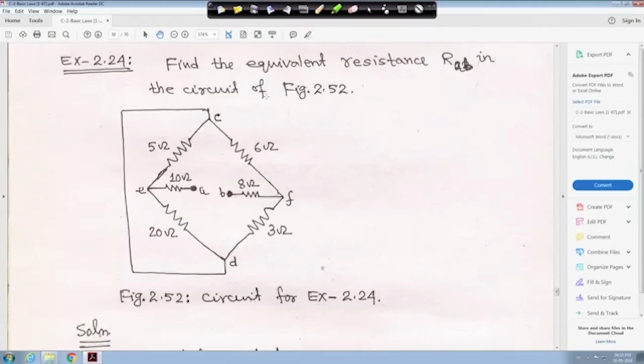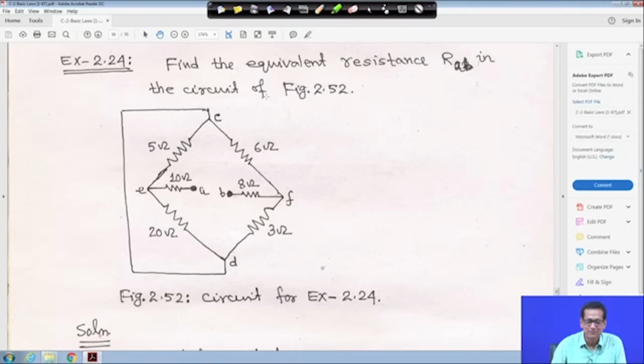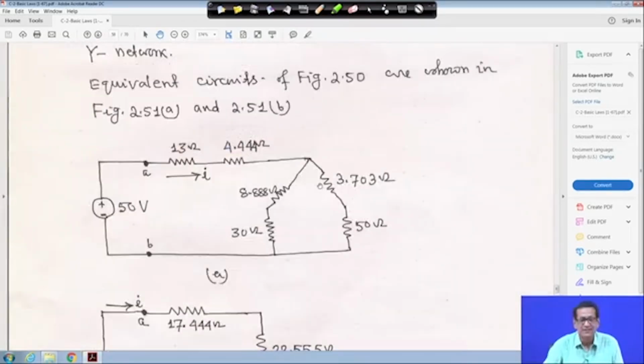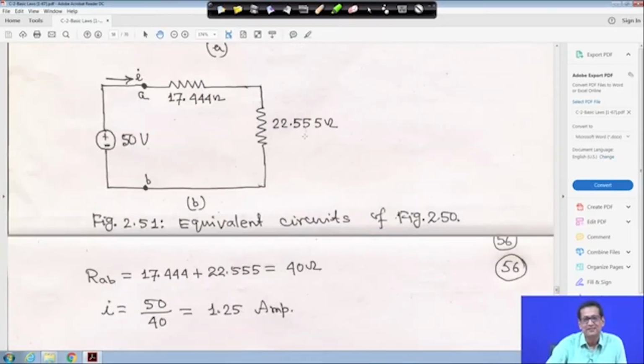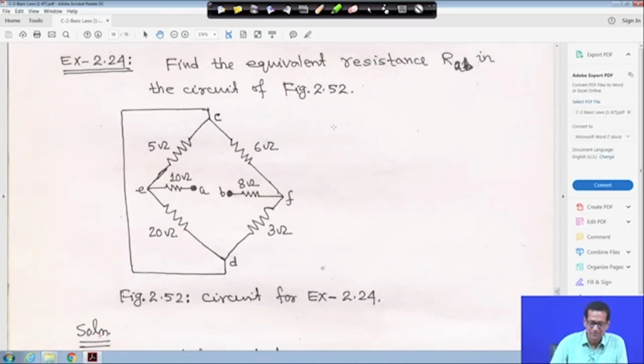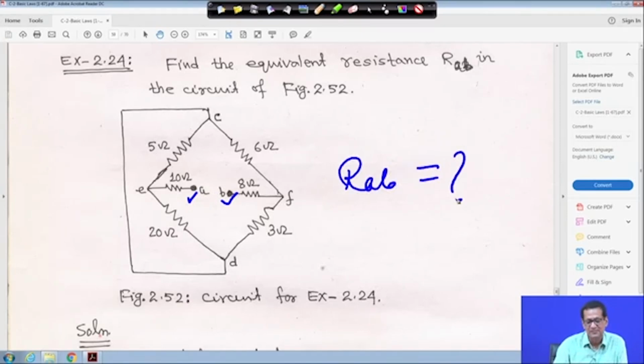Okay. So, we will come back to another problem. You have to find out the equivalent resistance R A B for a given circuit. Previously we have solved the star delta transformation, which we have just seen. So, let us find out what will be first. Let me mark it by pen. You have terminal A and terminal B, and you have to find out what is RAB for this circuit.